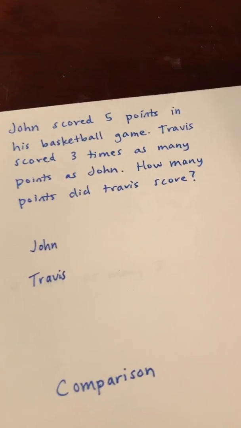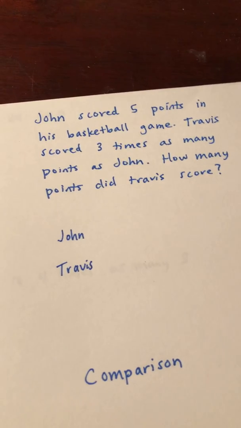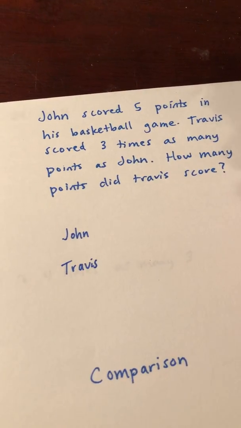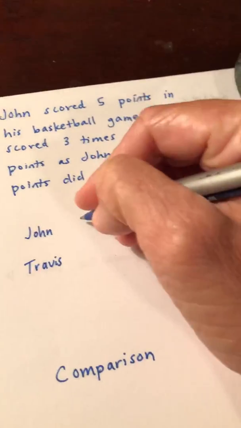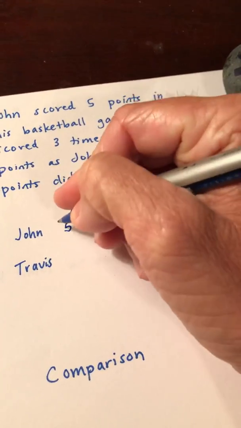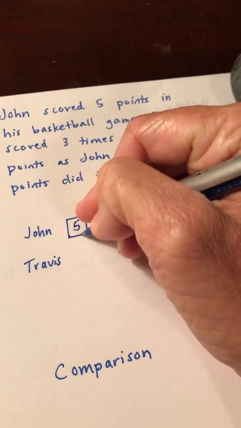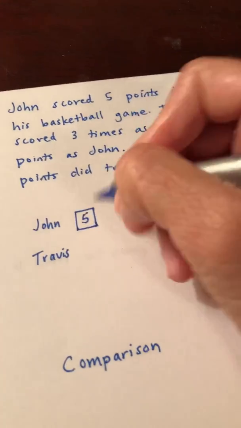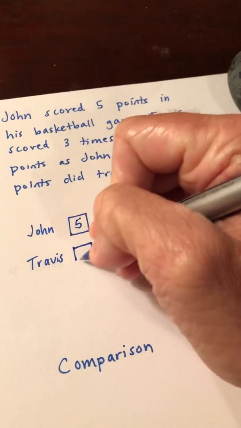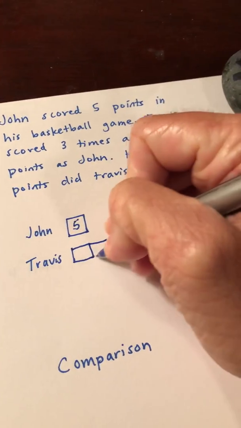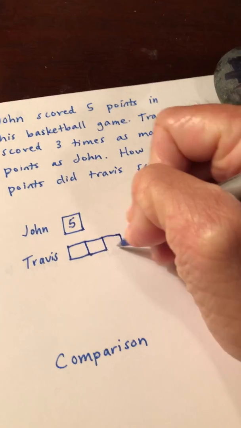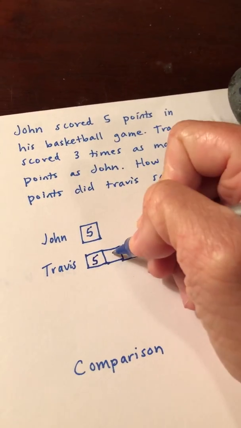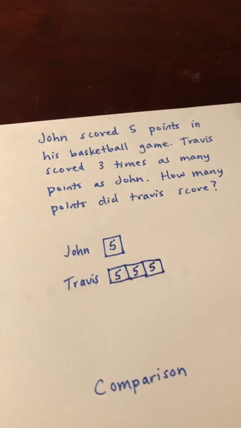Okay, it's important for us to understand what information we have from the problem and how it relates to John and Travis. So it says John scored 5 points in his basketball game, so that's a given. We know John has 5. So I'm going to put 5 next to John, and I'm going to put a little box here to stand for his value, and that's his total value. Travis has 3 times as many. So I'm going to use that same box and make it 3 times as long. In each one is going to be that same number I used for John, so 5, 5, and 5.